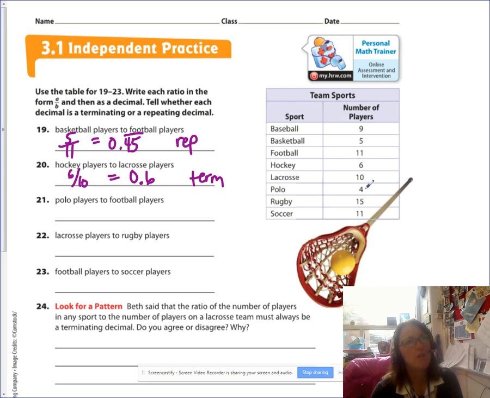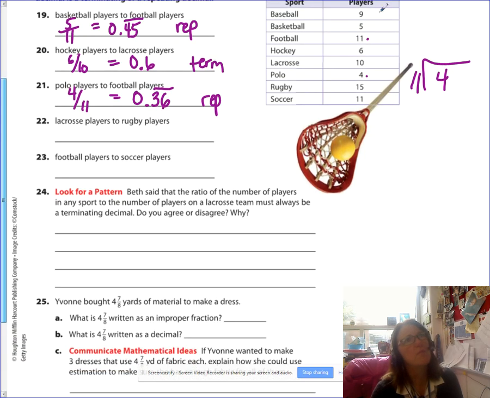Polo to football. Polo to football is 4/11. When I convert that one and do the long division, 4 divided by 11, you should get 3, 6, 3, 6, 3, 6. That is a repeating one. Lacrosse to rugby. Lacrosse is 10 and rugby is 15. If you notice this is not in simplest form, I would go ahead and put it in simplest form. This is the same as 2/3, and you might have that one memorized because it's kind of common at 0.6 repeating.